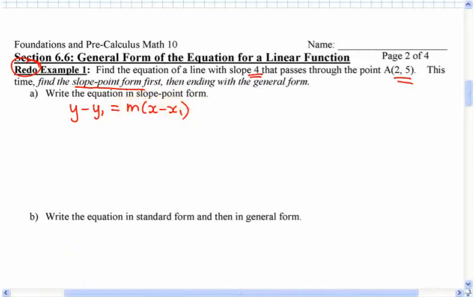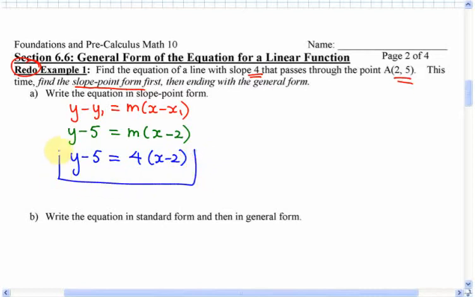So let's plug in the point 5 and 2. So y minus 5, x minus 2. You might be thinking, well, Mr. Lee, let's plug in the value of m too, because we know that's 4. Sure. And there you go. There's the equation in slope-point form.